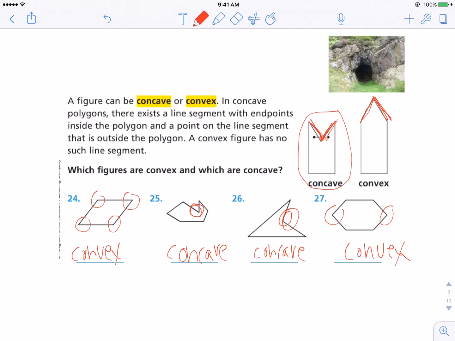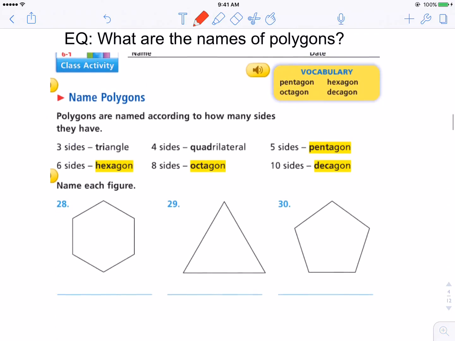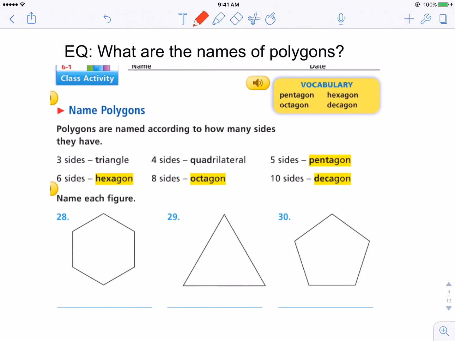The next tutorial will explain, no, we're doing that right now, sorry. Names of polygons. Polygons are named mostly according to how many sides they have. All the names are right here. A three-sided polygon is called a triangle because tri means 3. 4 sides is a quadrilateral because quad means 4. 5-sided polygons are a pentagon because penta means 5. 6 sides are hexagon, hexa meaning 6. 8 sides, octagon, octa meaning 8. And 10-sided polygons are called decagons, deca meaning 10.